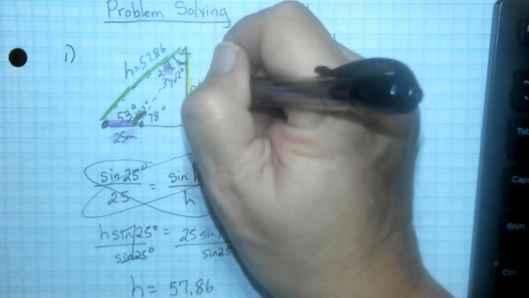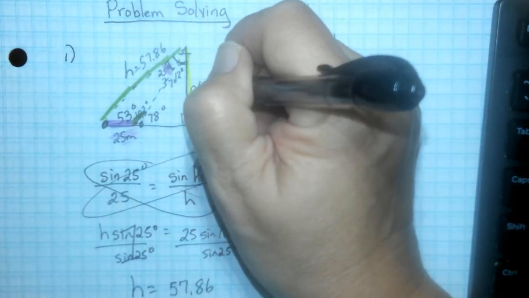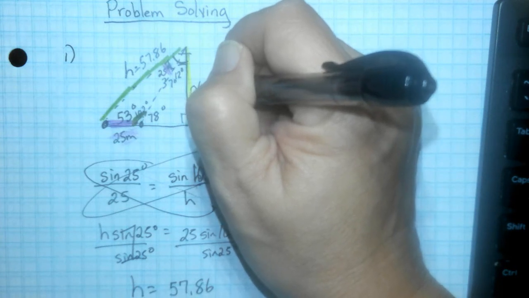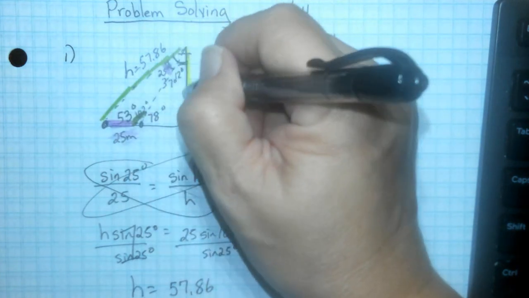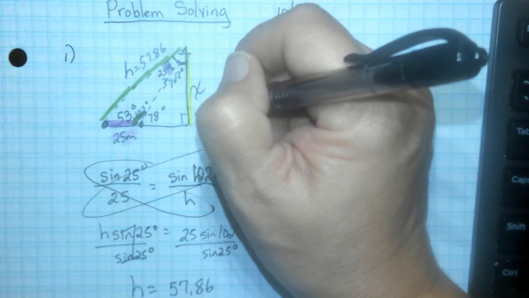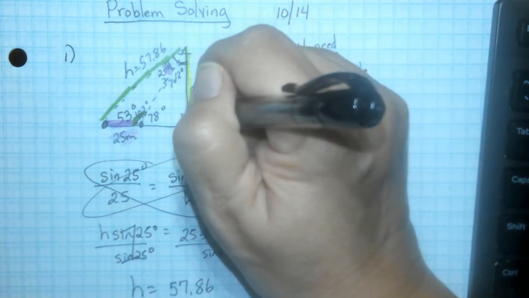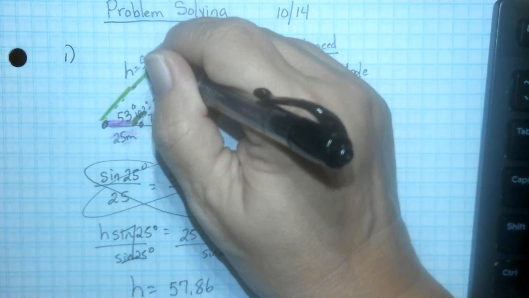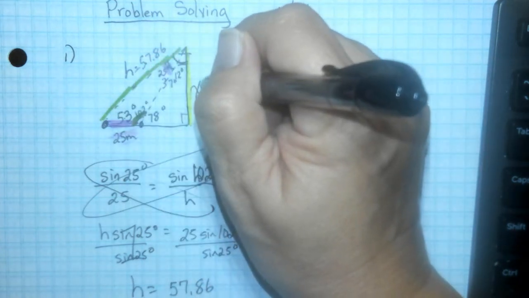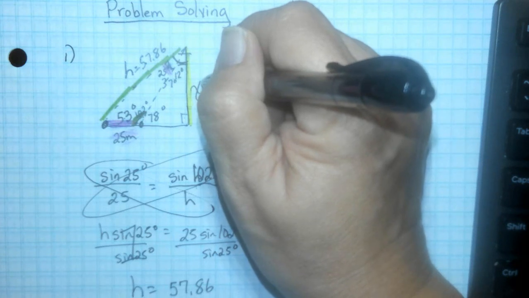All right, so now if I know what H is, can I find X? Let's look at this big triangle. Can you do law of sines with your big triangle? Sine 90 over H, sine 53 over X. That would work, right? Actually, there's a shorter way.